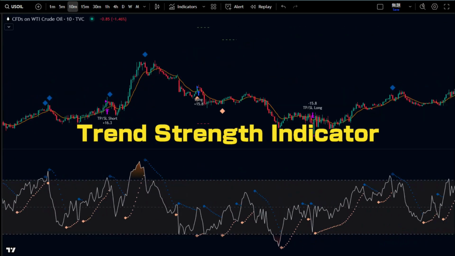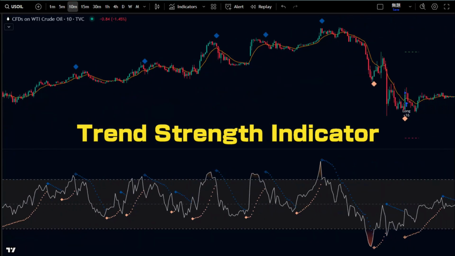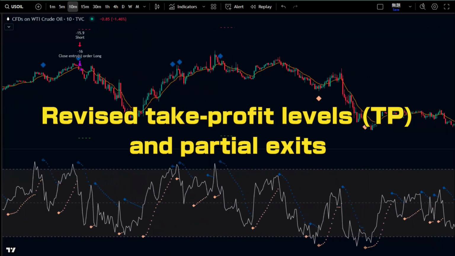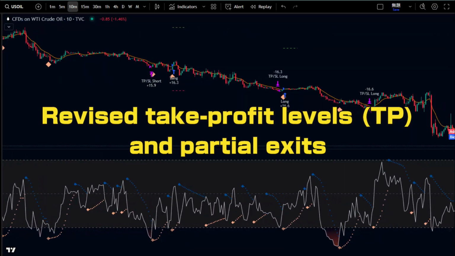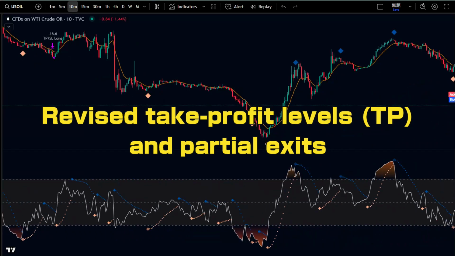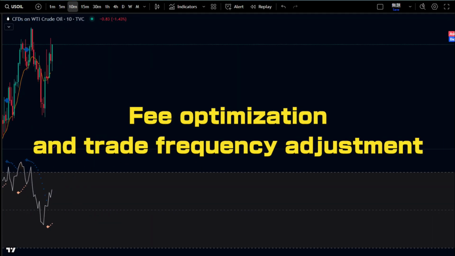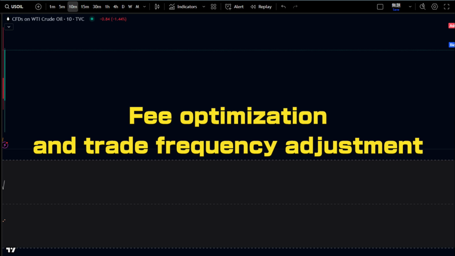Introduce an entry filter specifically for long positions, for example, by adding a trend strength indicator to enhance accuracy. Consider adjusting the take profit range or implementing partial exits to secure gains more conservatively. Additionally, optimizing fees and adjusting trade frequency could help increase overall returns.